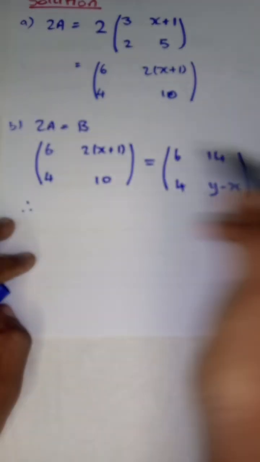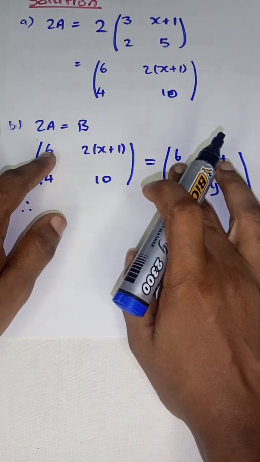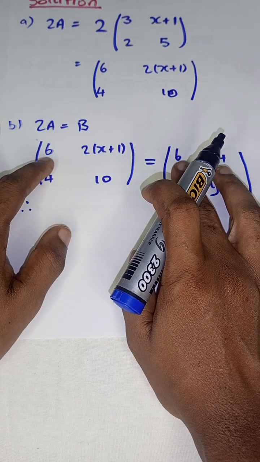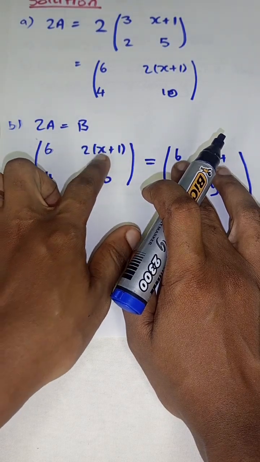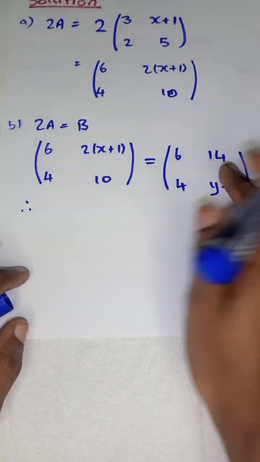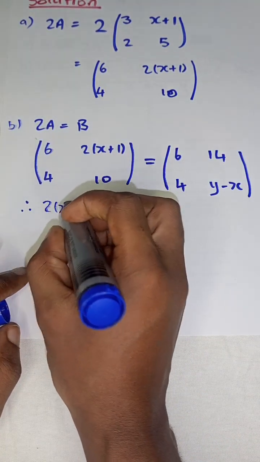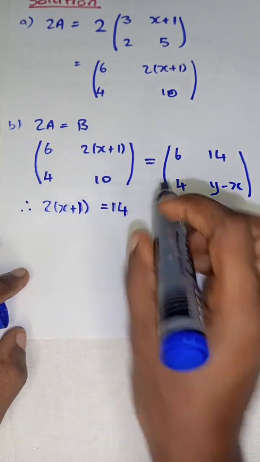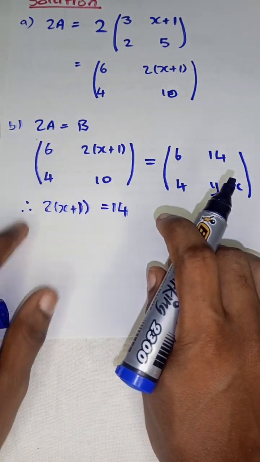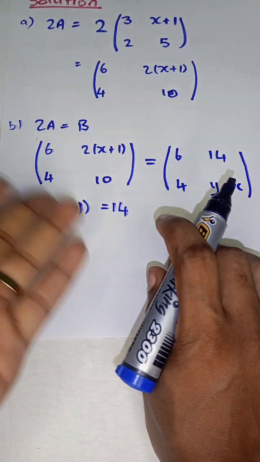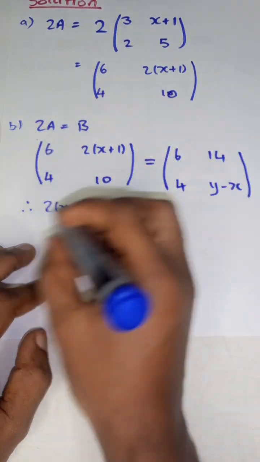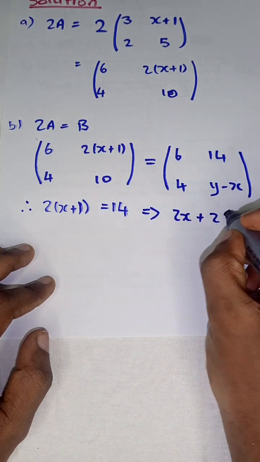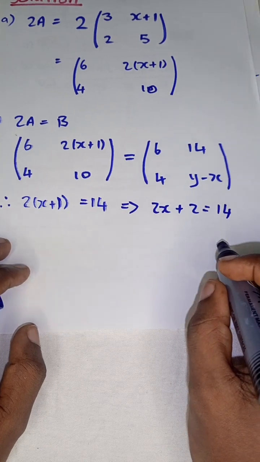So if you just look at this, we see that 6 is equal to 6. So this entry is the same as this entry here. Next thing will be to equate this entry to this entry. So we have 2 into x plus 1 being equal to 14. And from here, you already realize that this is a linear equation in terms of x, and you can already get x from here. This is going to give us 2x plus 2 equal to 14.